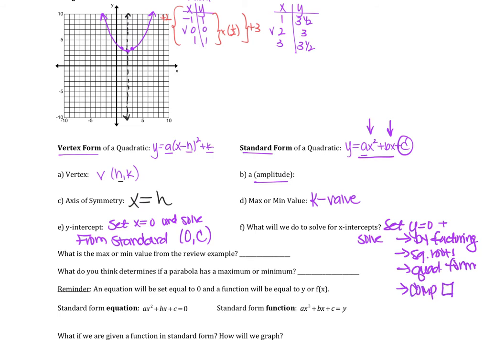If it's in standard form, we'll look to either factor, use the quadratic formula, or complete the square. We'll use square roots if we're given vertex form, because if I make y 0, I can just isolate this x minus h squared and then square root both sides. So in the example above, the minimum value, we already talked about that. The lowest value is 3.